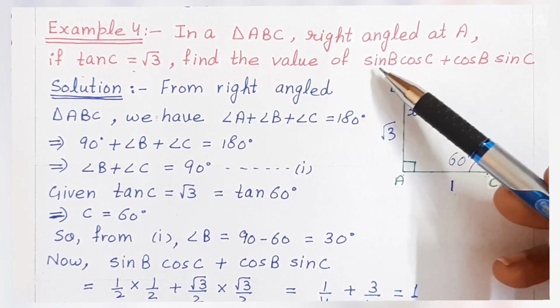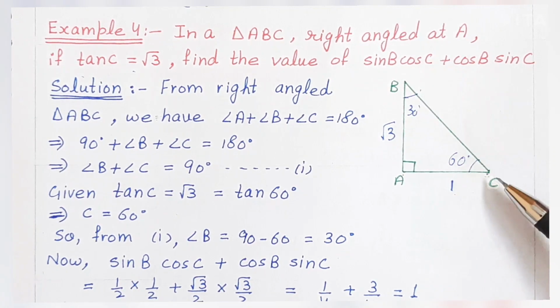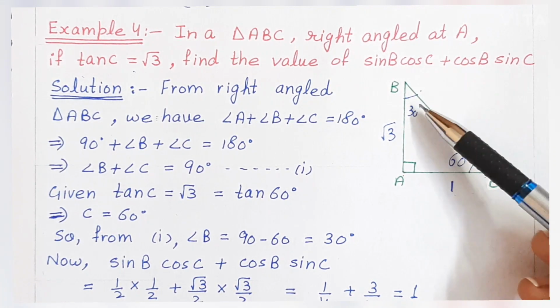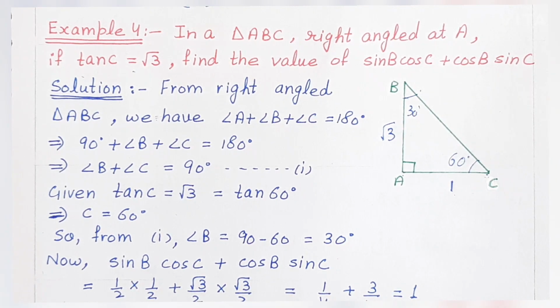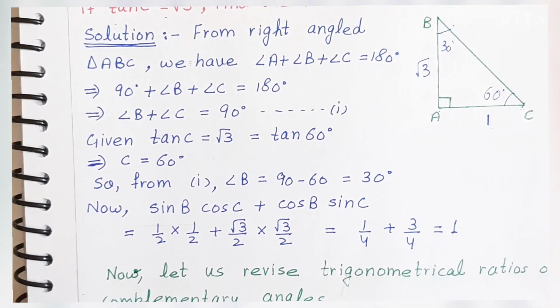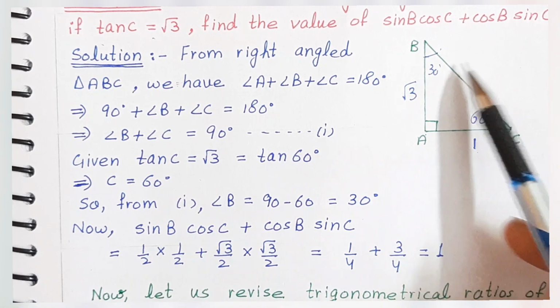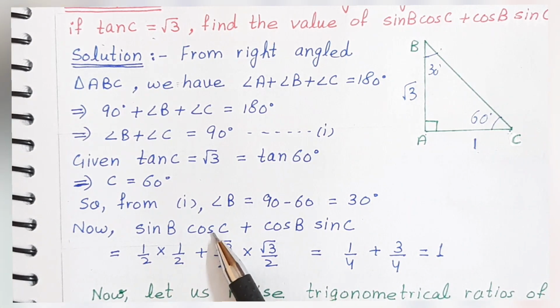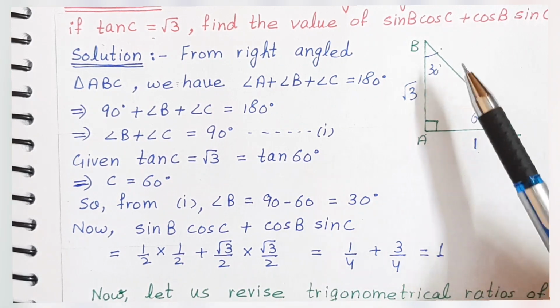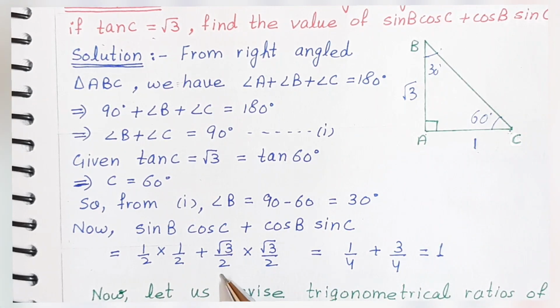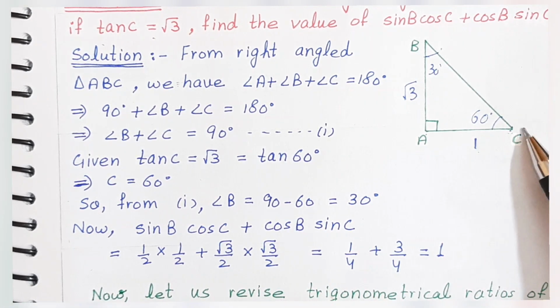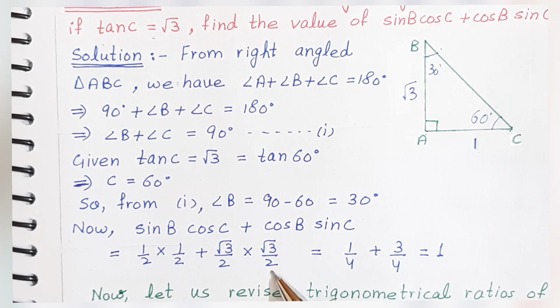So sin B will be sin 30 degree, then cos 60 degree, then cos 30 degree and sin 60 degree. Clear? So in that way, we can put the values. So sin 30 degree is half, then cos 60 degree is also half, then cos 30 degree here is root 3 by 2, and sin C, that is sin 60 degree, is root 3 by 2. So the answer is 1. Is it clear to everyone?